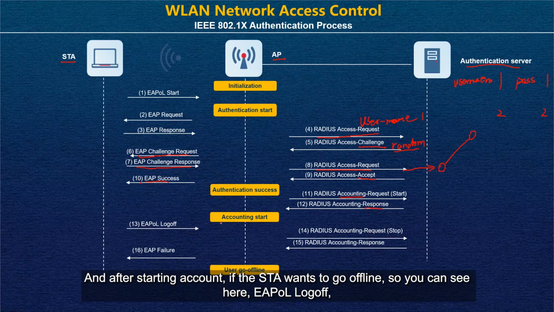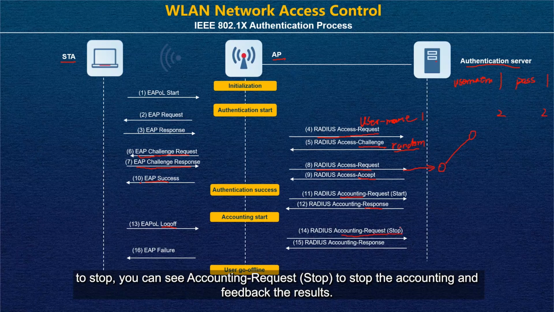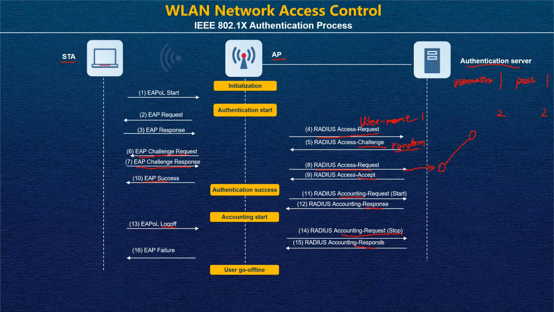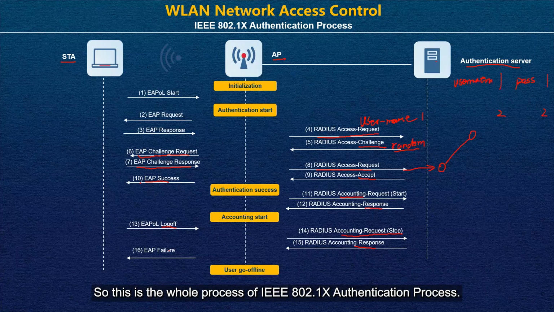And after accounting starts, if the STA wants to go offline, you can see here EAPOL log off, which means I want to go offline, I want to log off the network. So the AP will ask the server to stop. You can see the accounting request stop, to stop the accounting and feed back the results. Okay, and then the AP will tell the STA, okay, EAP failure, and the user can go offline right now. So this is the whole process of the IEEE 802.1x authentication.